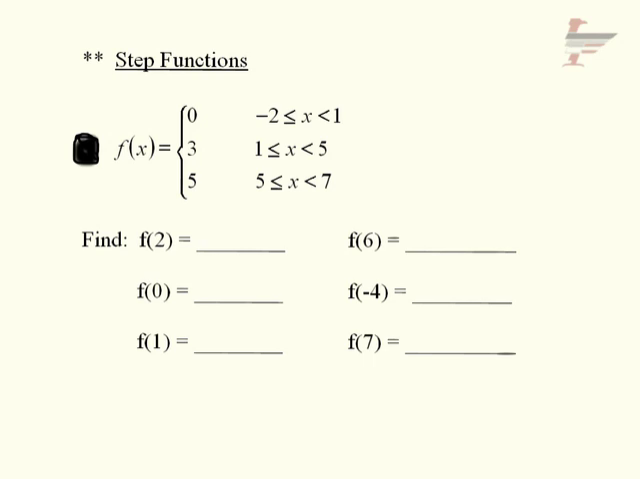Now you need to be paying close attention to these signs. Less than or equal to means it includes the number. If it's just less than, it does not include the number. So we're going to go through first of all and evaluate this function. If I want to find out what is the function when it's evaluated at 2, well, 2 falls into this domain, and so the output would be 3.